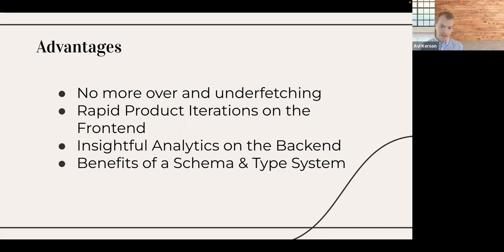GraphQL uses a strong type system to define the capabilities of an API. All the types that are exposed in an API are written down in a schema using the GraphQL schema definition language. And this schema serves as a contract between the client and the server to define how a client can access the data.